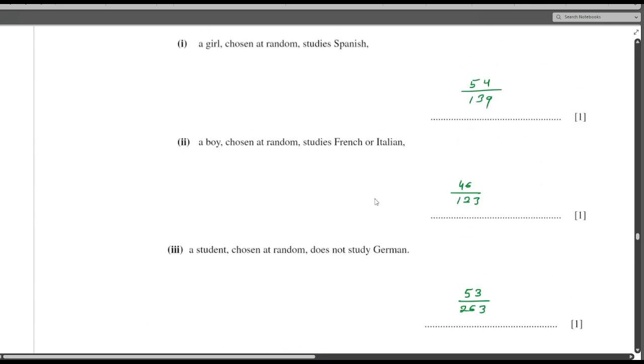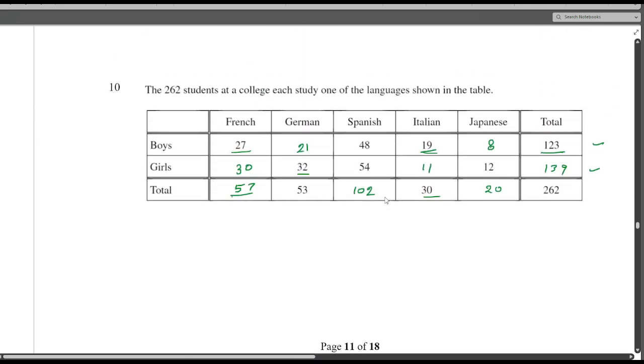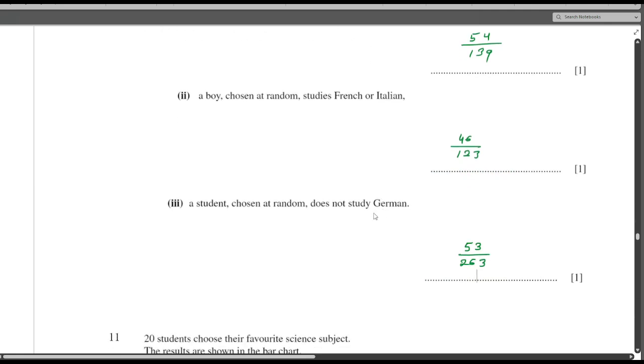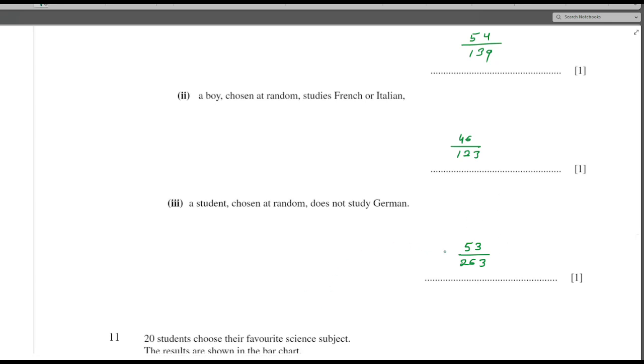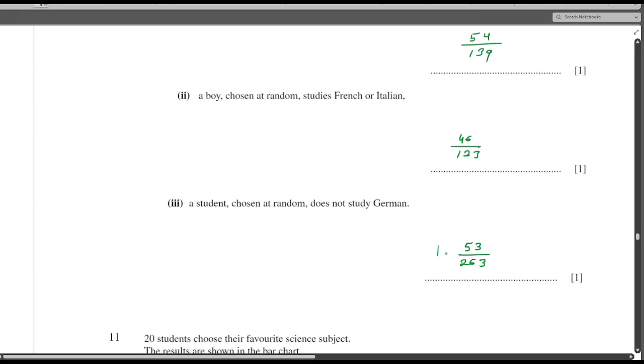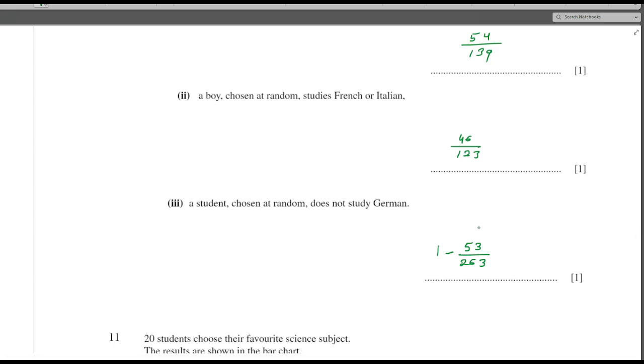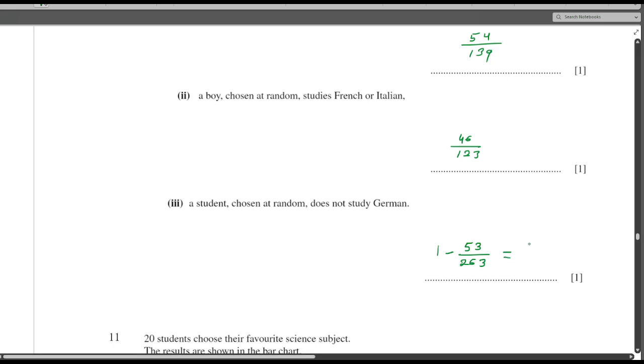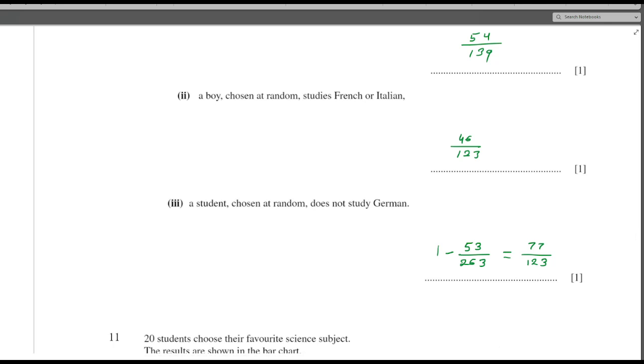Wait. I am making a mistake. The question is that a student chosen at random does not study German. This is the answer for the student studying German. So he is not studying German. It will be 1 minus this answer. So this will give me 77 divided by 123. So 77 divided by 123 must be your answer.